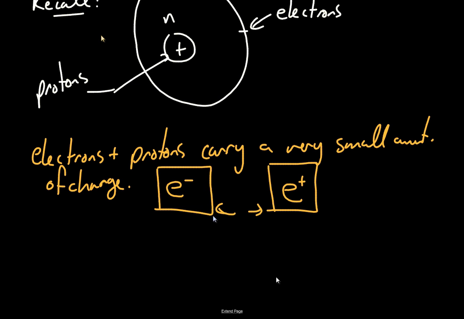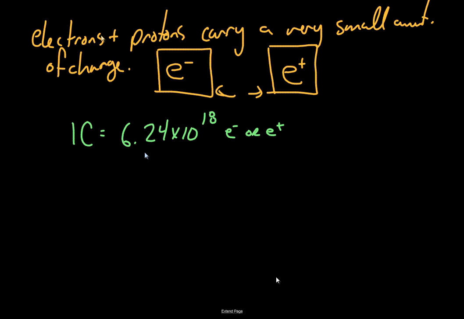It turns out that charge is measured in coulombs, and we'll talk about what charge means in just a minute, but say that 1 coulomb is the equivalent amount of charge that you would find in 6.24 times 10 to the 18 electrons or protons. So it's the amount of charge carried by that much. In other words, the value of this is simply the inverse of that.